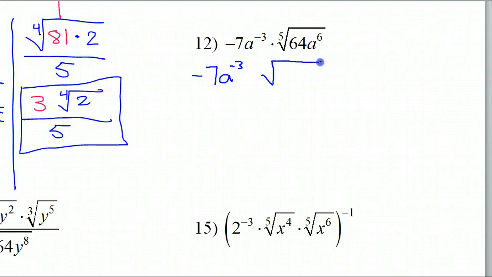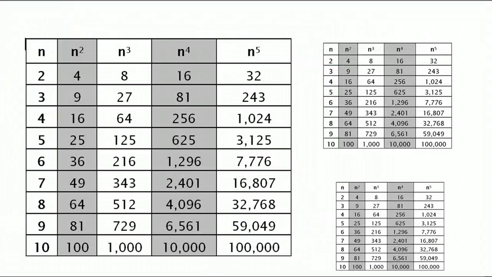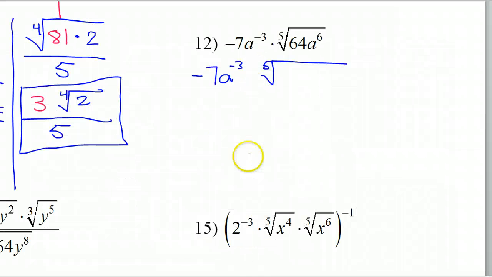So I've got the fifth root. Now I've got the 64. 64 is not a perfect fifth power. However, 32 is. And I know that 32 times 2 is 64. So I can rewrite 64 as 32 times 2.